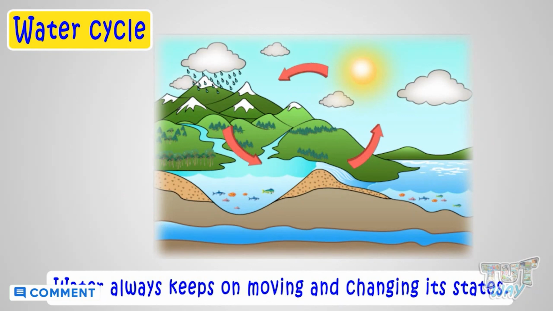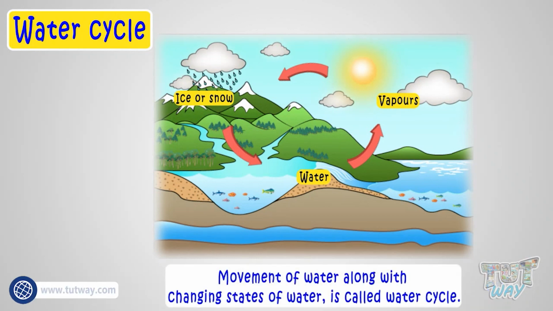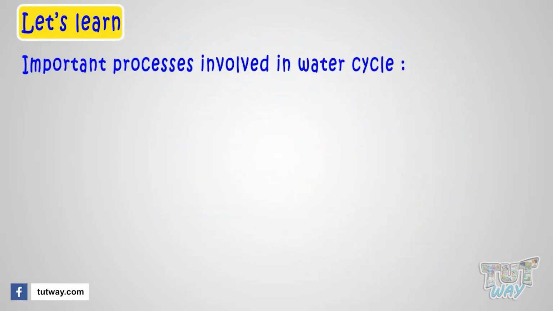That is, liquid keeps on changing into water vapors, to ice, and ice again to water. And that movement of water, along with changing states of water, is called the water cycle. Before we actually learn what the water cycle is, we will learn about the important processes involved in it.